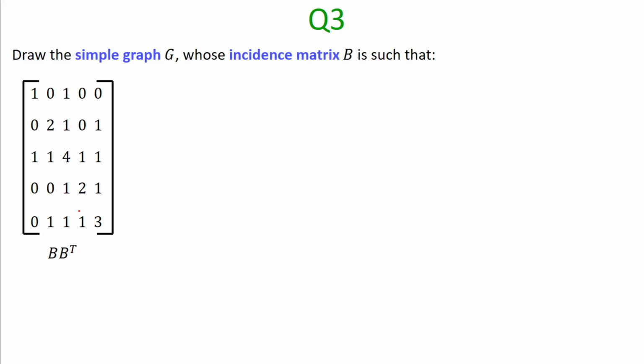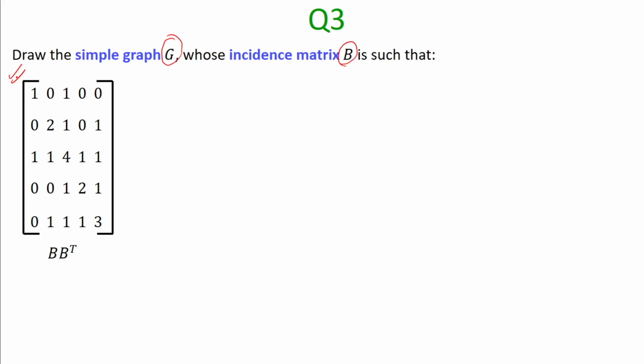Right. Let us go to question number 3. So here we have to find an unknown graph G. The graph G is not given to you, but it's just given that it's a simple graph. And since the graph G is not known, we also don't know its incidence matrix B. But we know that the incidence matrix B is such that the product of the incidence matrix and its transpose is this matrix. So we have to basically recover the original graph G from the product of the incidence matrix and its transpose that is given to us.